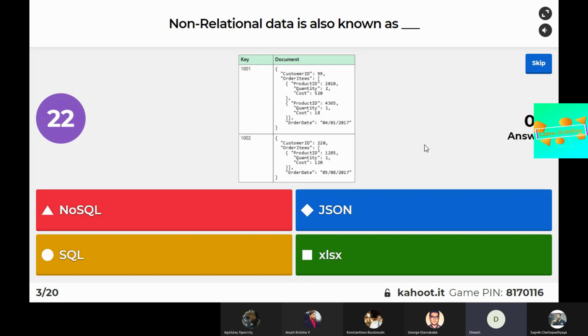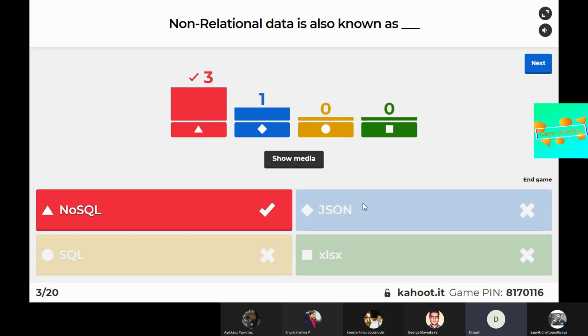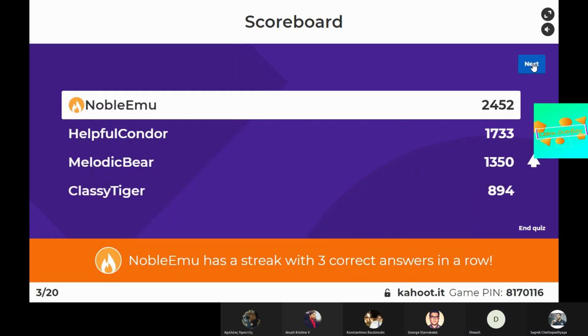Non-relational data is also known as NoSQL in red, JSON in blue, SQL in yellow, XLSX. Okay, is it possible to go back to the questions once, Diwash? No, right? Okay, I'll just discuss on my part. Non-relational data is also known as, that was the question, right?